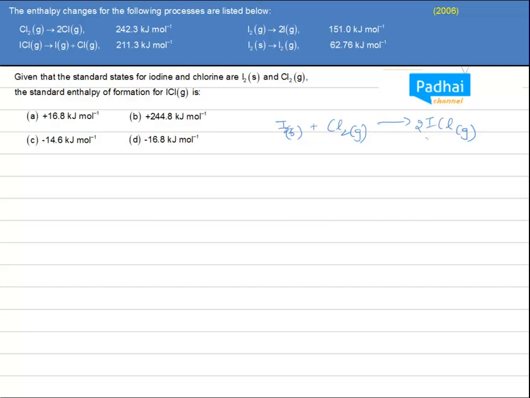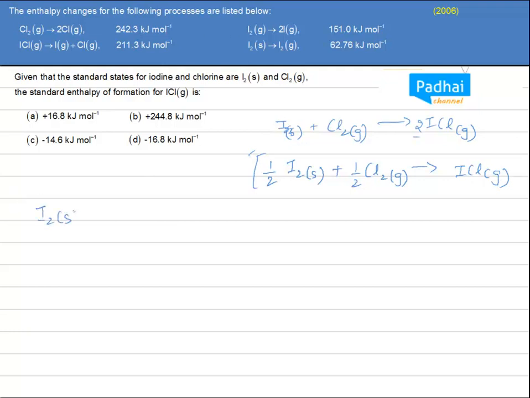So if I talk about the standard enthalpy of formation, we have to get 1 mole only. So that means we are talking about this basic reaction: half I2 solid plus half Cl2 gas is giving me ICl gas, right? So we have to calculate the enthalpy for this. Now we are given these four equations. So let us see what the four equations are.